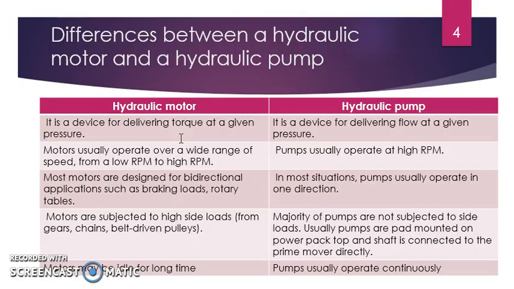We should know the difference between a hydraulic motor and a hydraulic pump. A hydraulic motor is a device for delivering torque at a given pressure, but a hydraulic pump is a device for delivering flow at a given pressure. Motors usually operate over a wide range of speeds from low RPM to high RPM, but pumps usually operate at a high RPM.